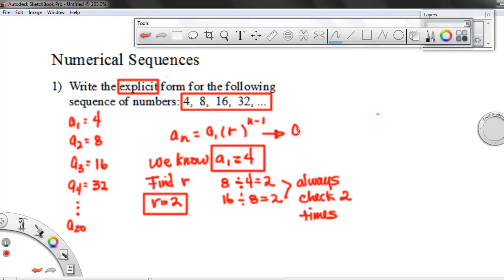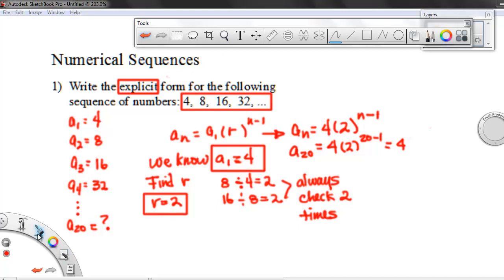We change A1 to 4, we change r to 2, and we keep the exponent of n minus 1. So that is the explicit form. What's nice about the explicit form is that we can use it to find any term of the sequence. Where it asks us to find the 20th member of the sequence, I just write A of 20 has to be equal to 4 times 2 raised to the 20 minus 1.